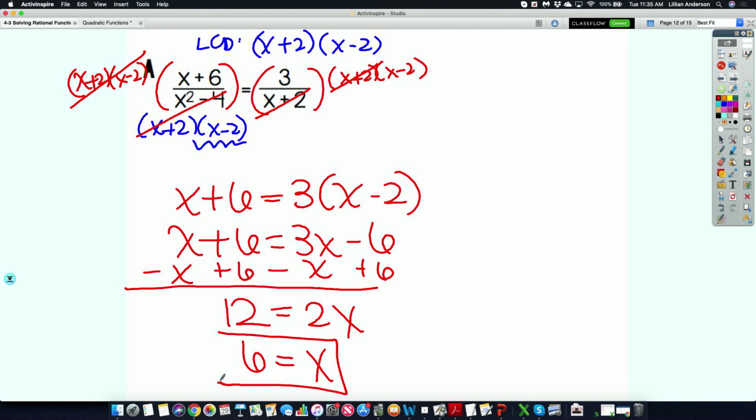Does it work? You have to check them for both. Yes. Yeah, you want to make sure you check for both. Do you check the original or the LCD? You can go back to the original. Go back to the original.